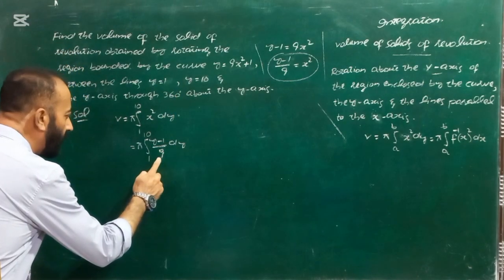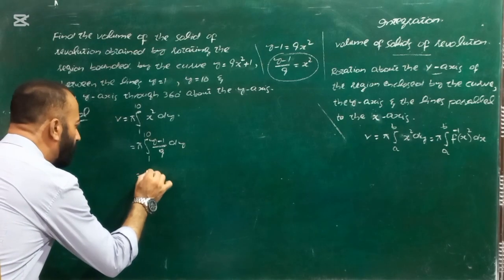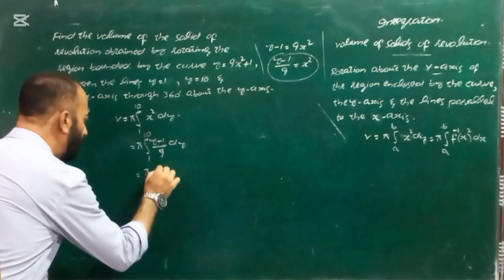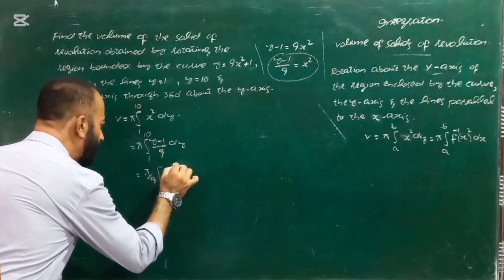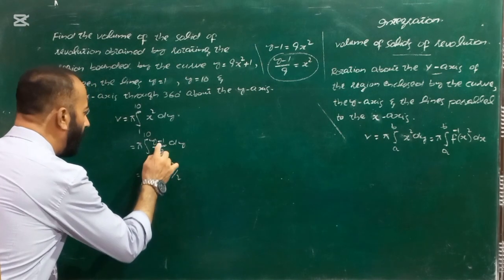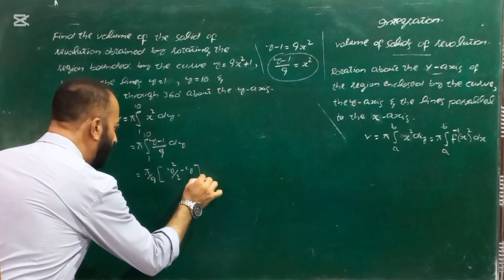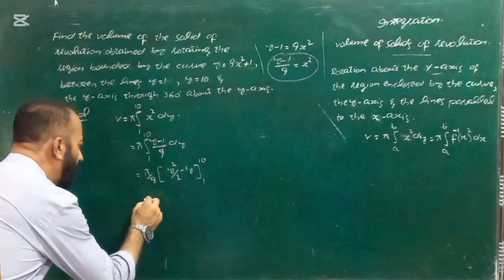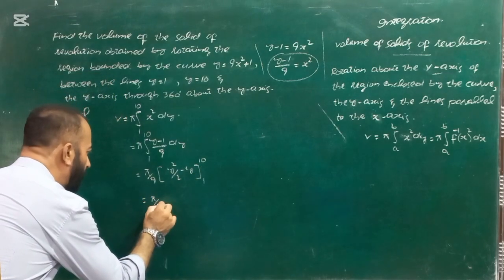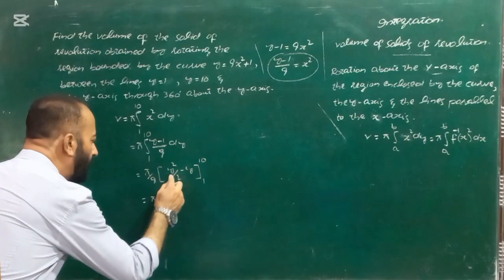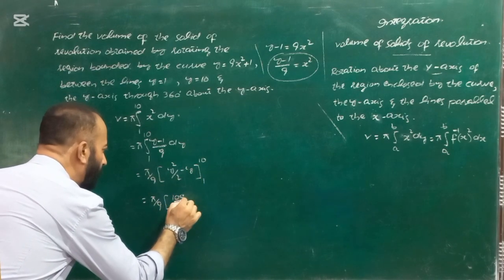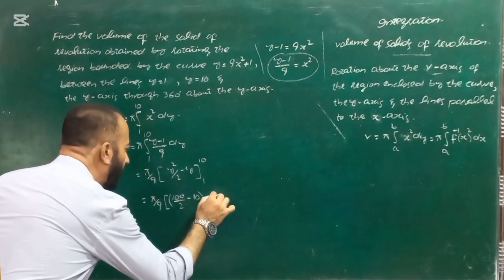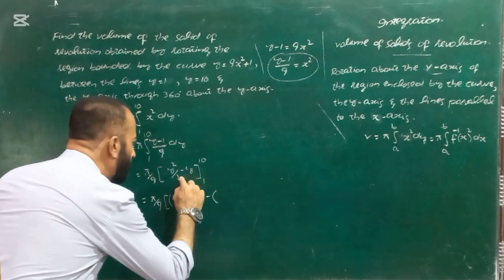So this 9 will come out, so pi by 9, and here is the factor, that is y minus 1, which is going to be integrated. So y is y square over 2, and minus 1 will be y, and limit is from 1 to 10. Now this limit will be applied like upper limit minus lower limit. So when upper limit will be applied, it will become 100 over 2 minus 10, minus lower limit. So 1 by 2 minus 1.